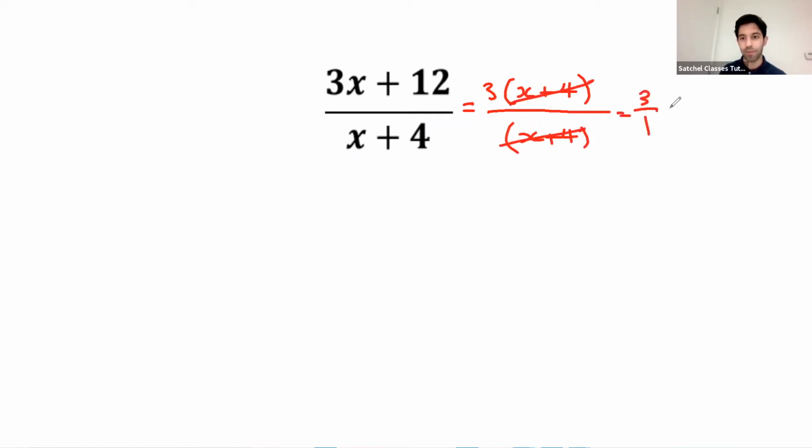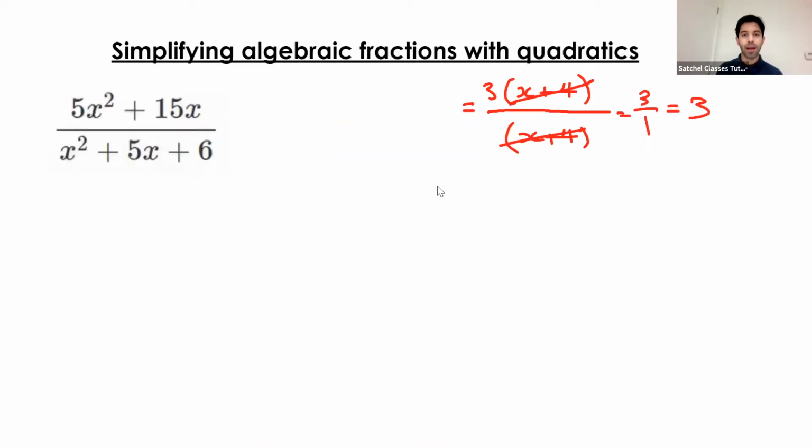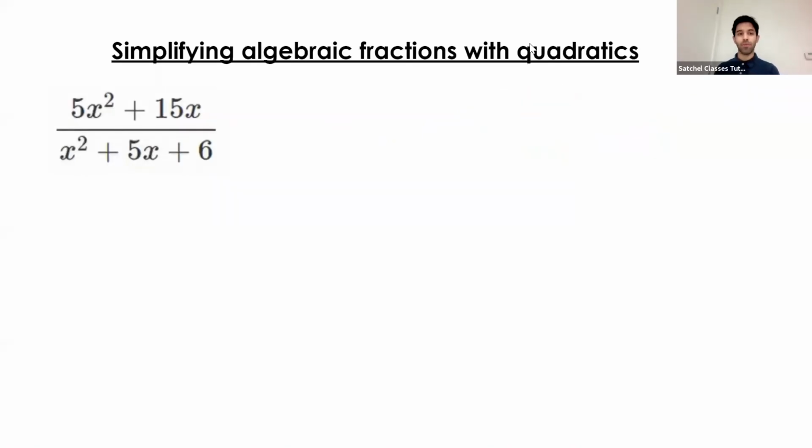We'll be left with 3 over 1, which is simply 3. Now I'm just going to raise the difficulty level. So you might be asked to simplify algebraic expressions with quadratics. Now, to be able to do this, you need to be able to factorize quadratic equations. And I'm just going to factorize this quadratic equation.